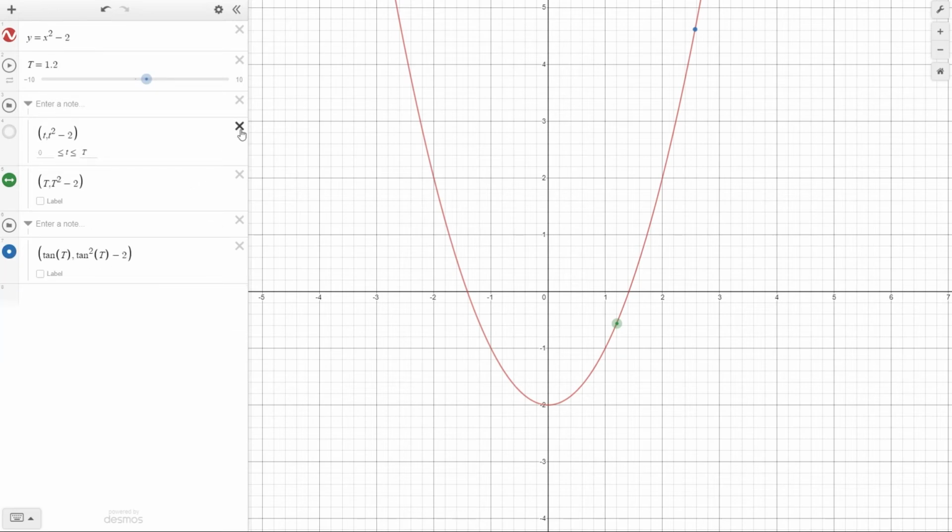Okay, let's get rid of those. So basically, plugging the t parameter into the tangent function grows quickly because it's asymptotic. As t approaches pi over 2, tangent goes to infinity. So it goes up the curve very quickly. It moves very quickly.